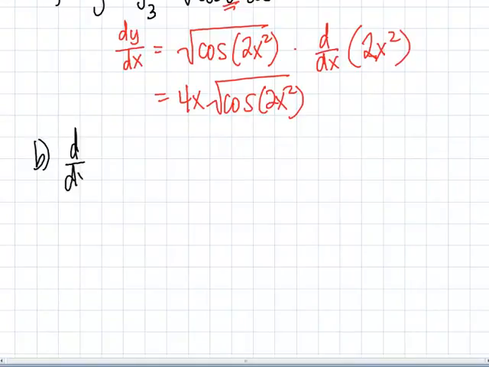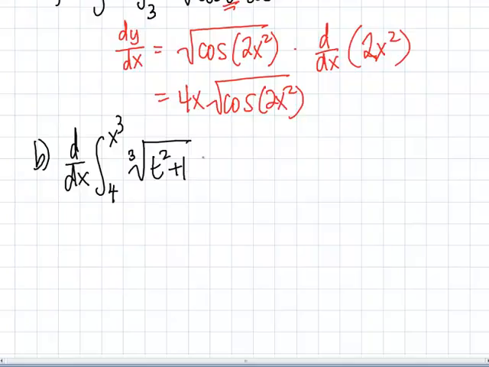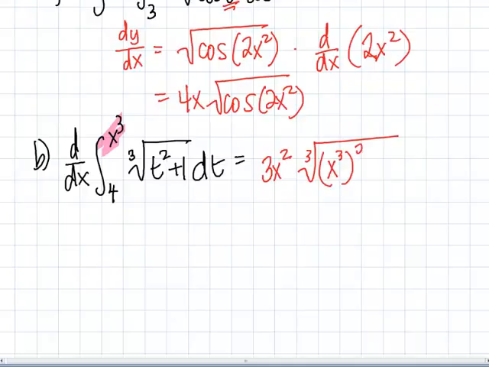So let's practice with this. So again, upper limit requires the chain rule. So the derivative of x cubed is 3x squared. Then we have the cube root. Now this is t squared, so when we plug in x cubed, it's going to get squared and then plus 1. So that's going to be x cubed squared plus 1 on the inside.